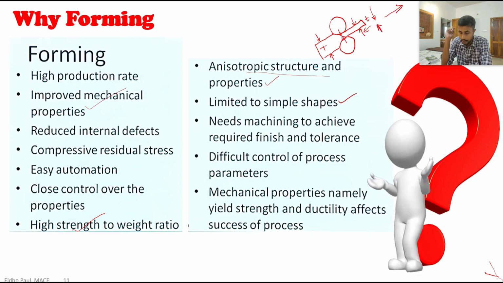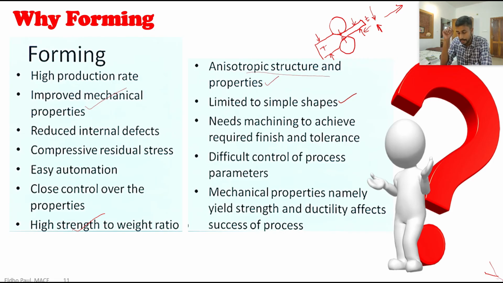And it is difficult to control the process parameters. In the machining process, we have feed, depth of cut, the speed, and the tool signature. So different parameters are there, and we can easily control all these parameters even in an automatic setup. But in metal forming, there are some difficulties in controlling the parameters.